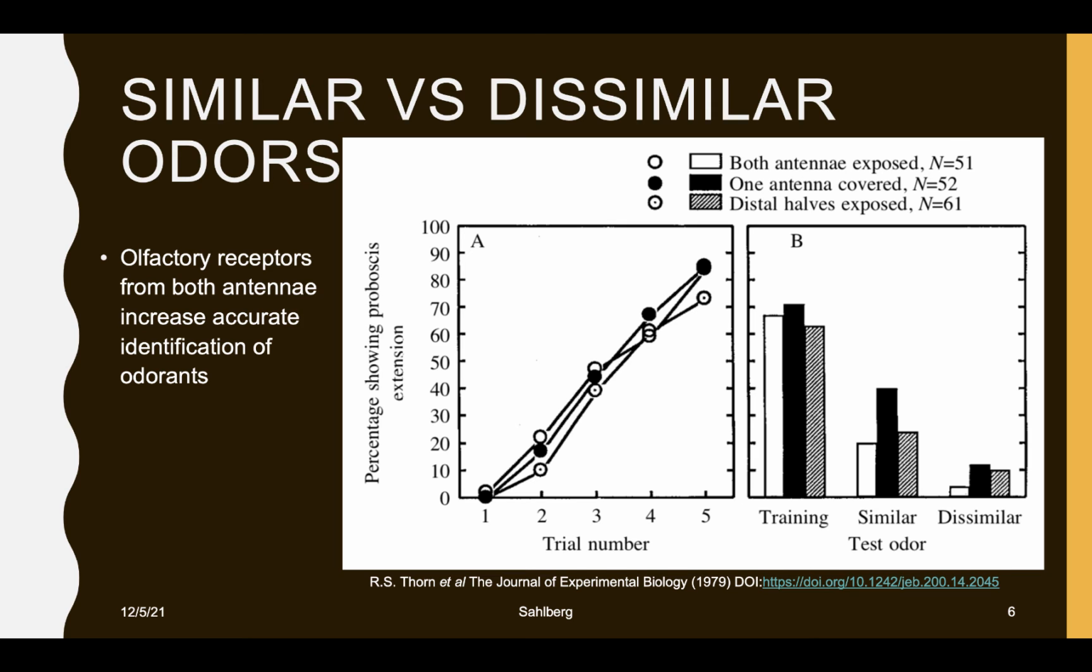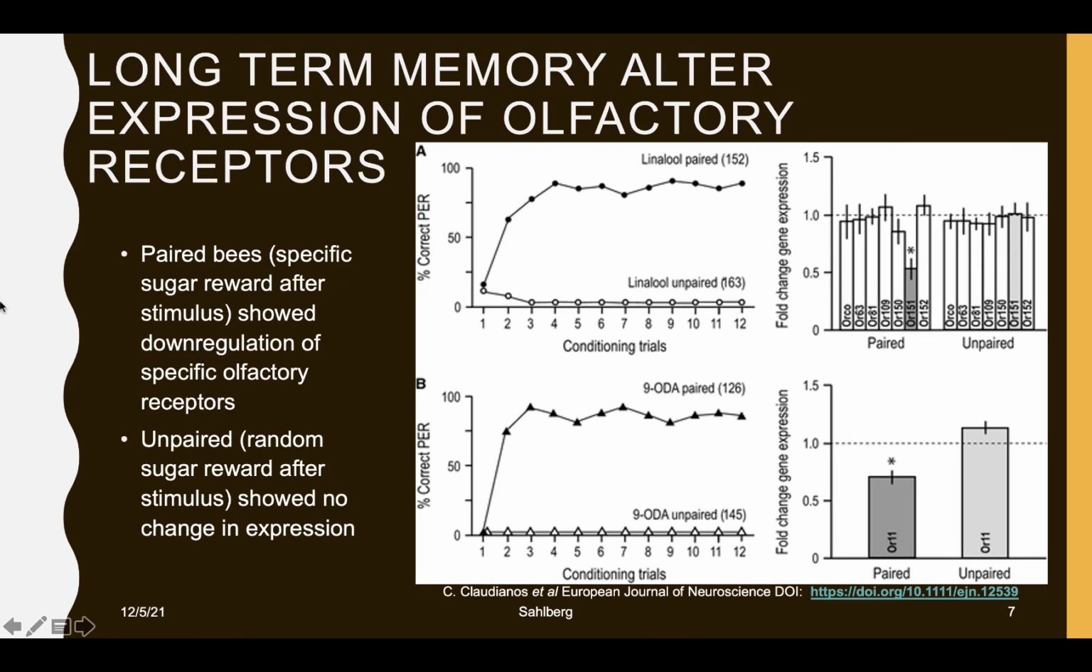This suggests that bees have more difficulty differentiating between similar odors than they do different odors. Furthermore, it appears that the combination of olfactory receptors from both antennae are better at differentiating between similar odorants than if olfactory receptors from only one antenna is used.